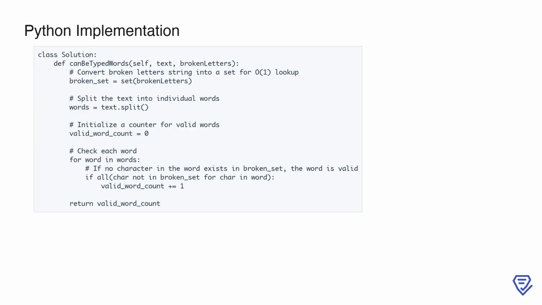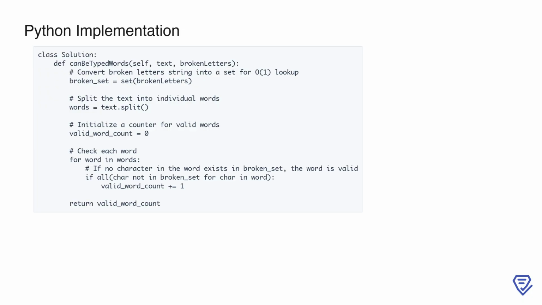5. Iterate through words. The code iterates through each word in the words list. For each word, it checks if all characters in the word are not in the broken_set. This is done using the all function combined with a generator expression that iterates over the characters of the word. 6. Update valid word count. If all characters in the word pass the check, i.e., none of them are in the broken_set, the word is considered valid, and valid_word_count is incremented by 1. 7. Return the result. After processing all the words, the method returns the total count of valid words stored in valid_word_count.